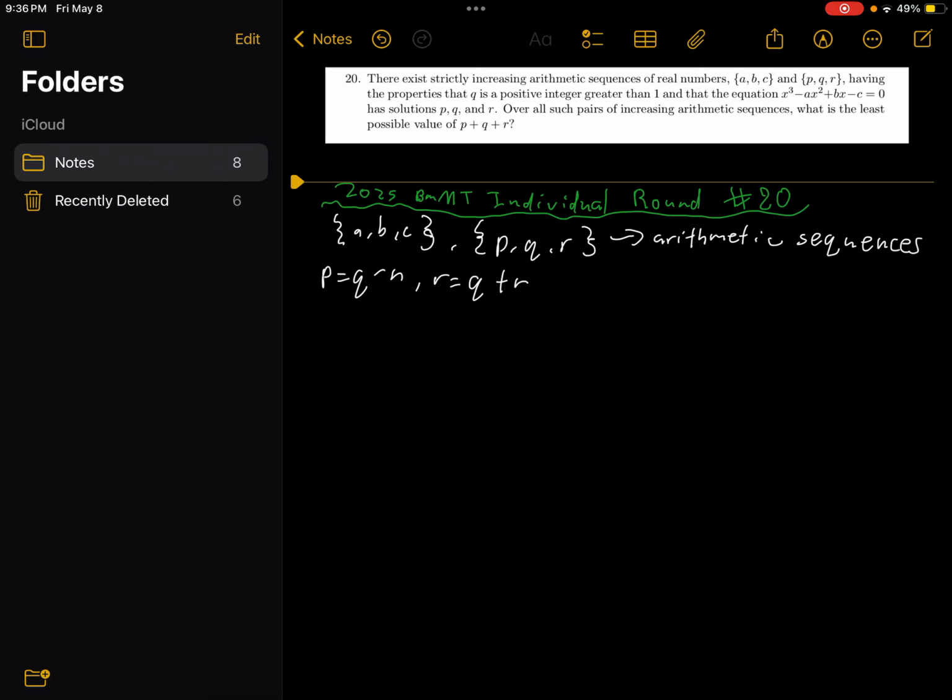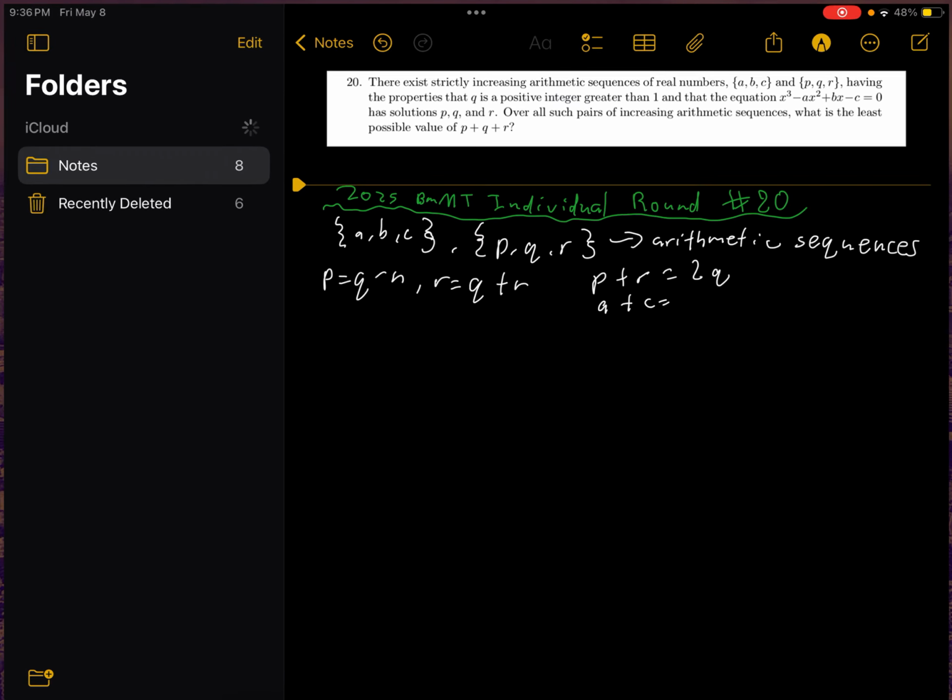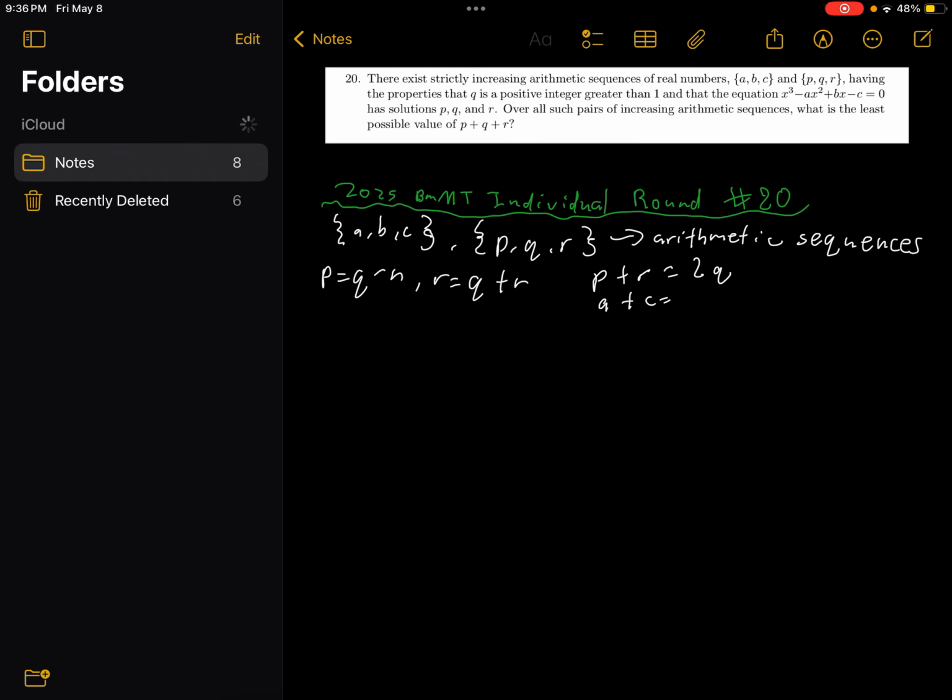Another really important and powerful property of arithmetic sequences is that when you sum the first and last term, in this case p plus r, their sum is two times their average term, so in this case it's just 2q. This also means that a plus c equals 2b. And this is going to be very important for this problem. Using this, let's continue the problem.